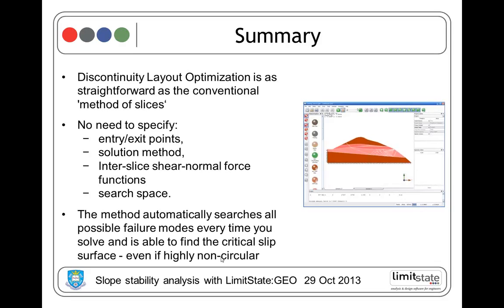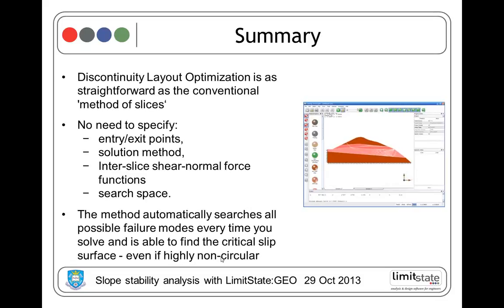So I hope you've seen that the method discontinuity layout optimization is as straightforward or more so to use than the conventional method of slices, which is the most common method for slope stability. Because it uses plasticity theory and seeks out the most critical mechanism, there's no need to specify entry-exit points, a solution method, interslice force functions, or a search space. It will just find that critical solution depending on the number of nodes that you specify in the problem.